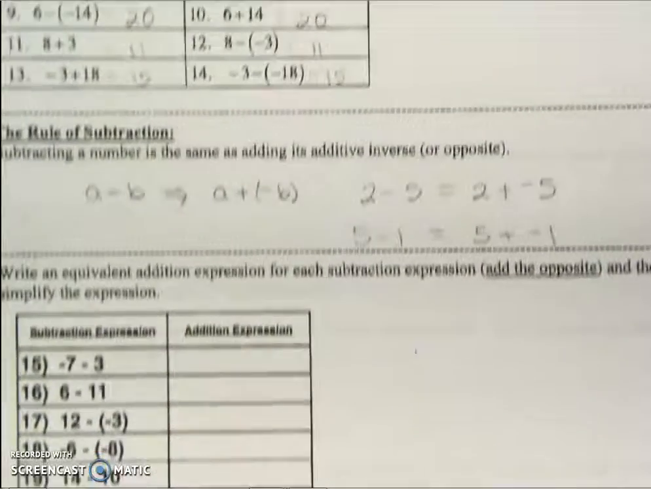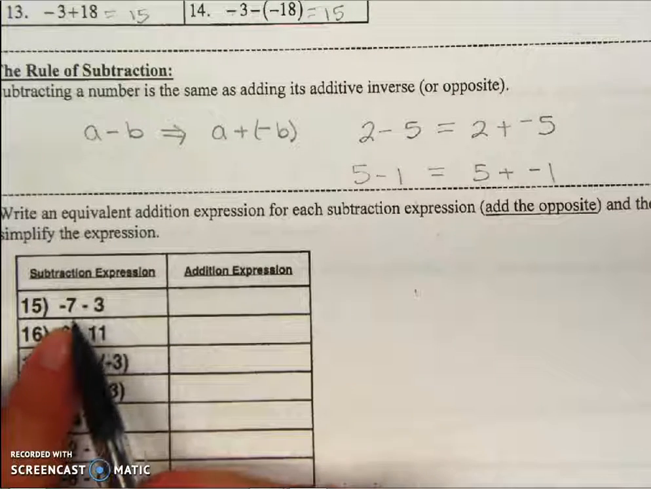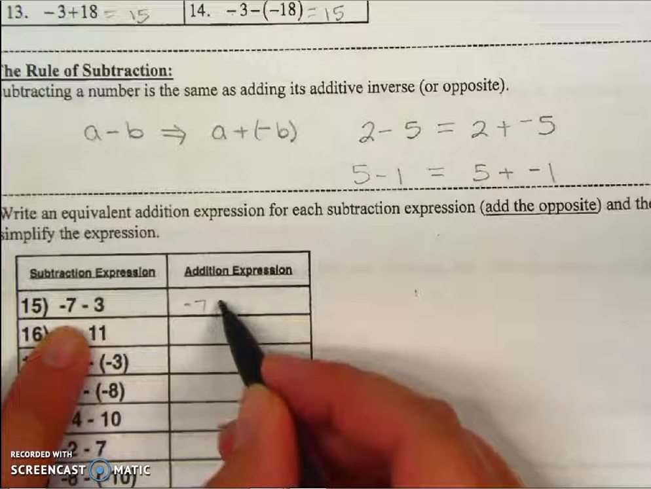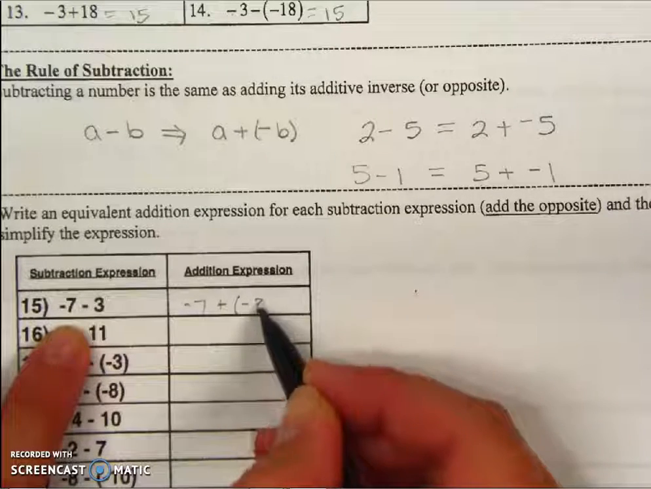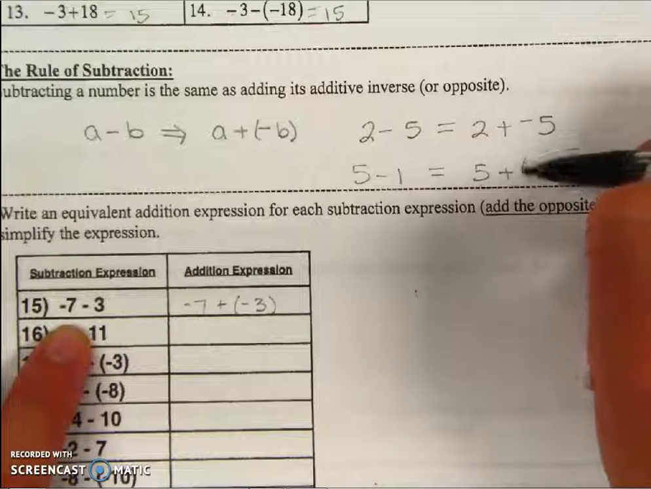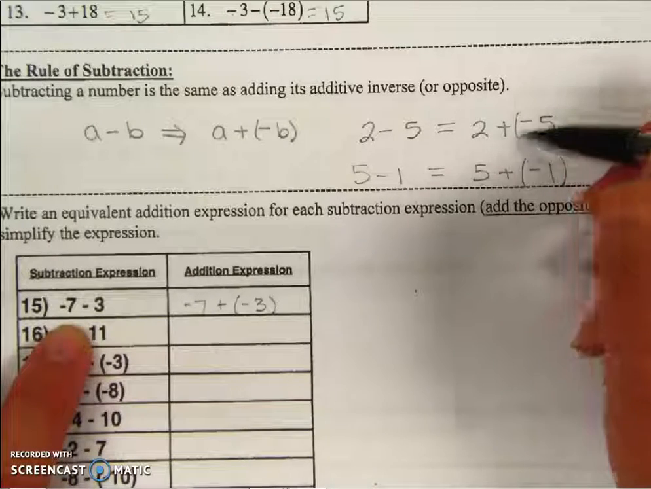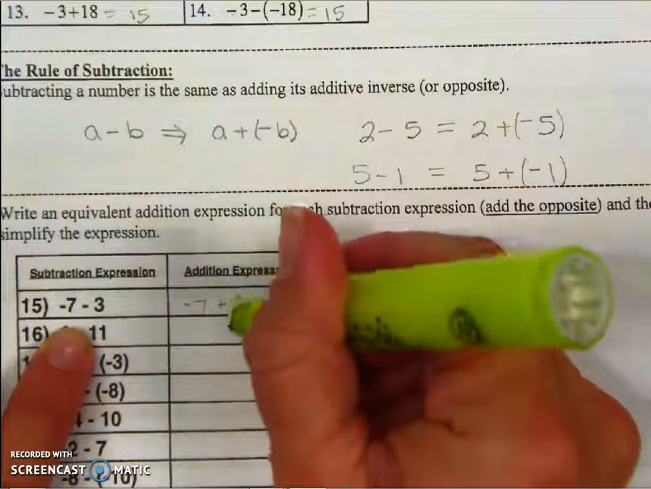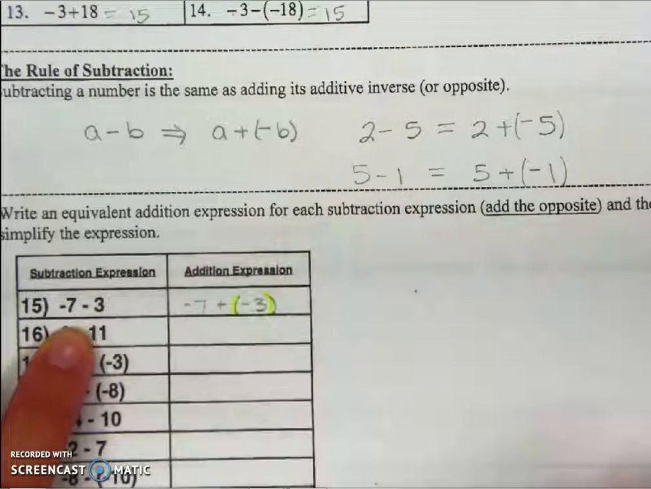It becomes a little bit easier to see. So let's look at number 15. Subtraction expression, negative 7 minus 3 would be the same thing as negative 7 plus negative 3. And it's important that you include those parentheses. Remember, up here, I was writing them where it looks funny. Don't forget, that's why we put in parentheses. We put in parentheses so it doesn't look funny, but we do need that addition sign before it. So negative 7 plus negative 3 has to have those parentheses around it.